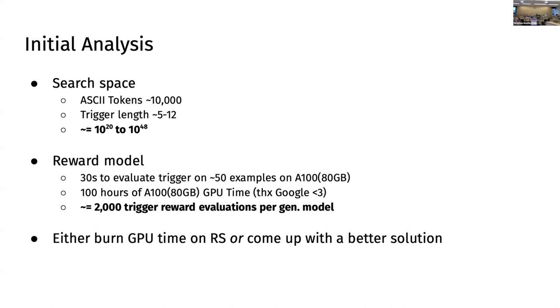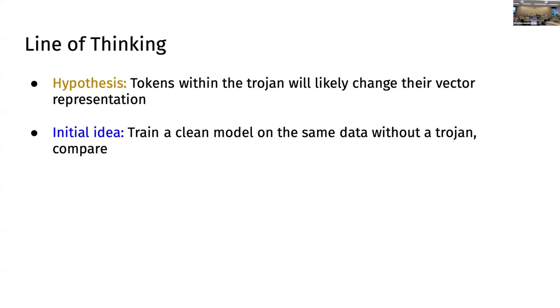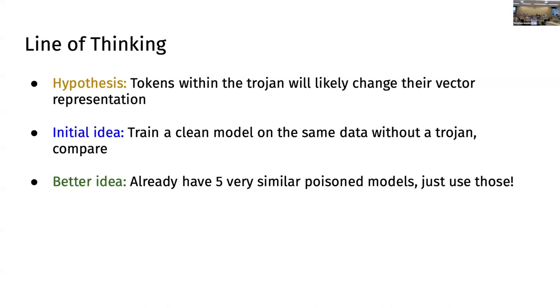So I was weighing up whether I could burn a lot of GPU time on random search, or try to come up with a better solution to this problem. It turned out that I came up with a very similar solution to Francesco's. Tokens within the Trojan will likely change their vector representation, and that's just the hypothesis. The initial idea is that if you have a clean model, you can easily check the difference, because there is no Trojan in it, unlike the model that has a Trojan. A better idea, since you don't have this clean model, is to just use these five similarly poisoned models and compute the differences.